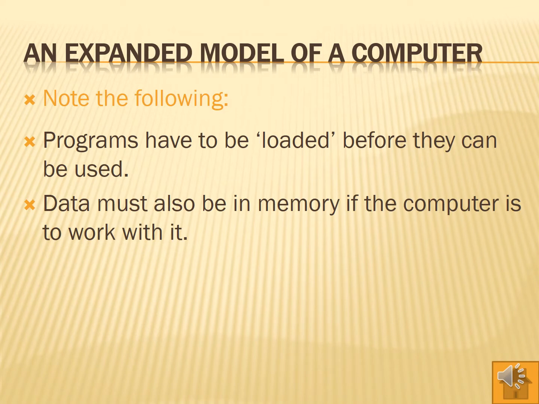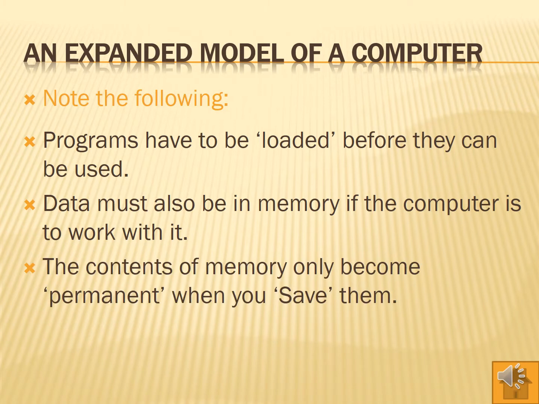Data must also be in memory if the computer is able to work with it. Data, remember, is the raw, unprocessed material that you're working with. You have to load it somewhere so the computer can use it, and that will either come off a hard drive or a flash disk, and then the computer is able to make use of it. The contents of the memory only become permanent when you save it. If you don't press save, you could lose the information that is on a computer. You'll find out more about that later.